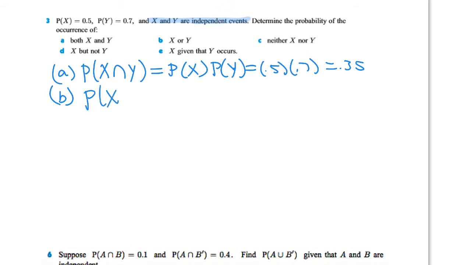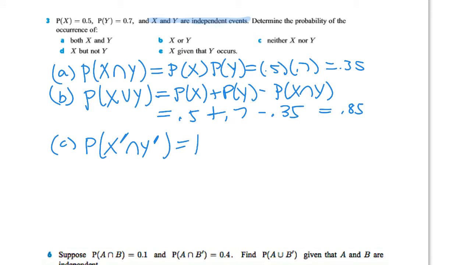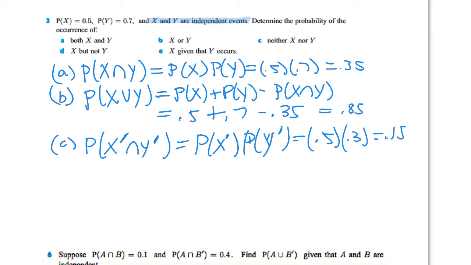Part B, if you ask me for X or Y, that's the union or the addition rule. So I expand that to P(X) plus P(Y) minus P(X intersect Y). Plug in all that stuff, 0.5 plus 0.7 minus 0.35 to get 0.85. Part C, neither X nor Y. That means X doesn't happen and Y doesn't happen. When they're independent, I just get to multiply these 2 probabilities together. So X prime's probability is 0.5, Y prime's probability is 0.3, multiply to get 0.15.